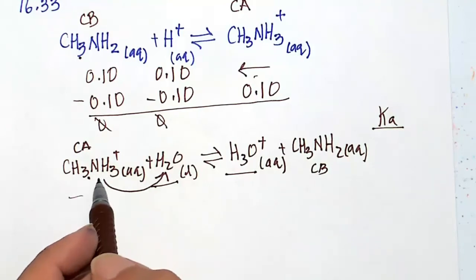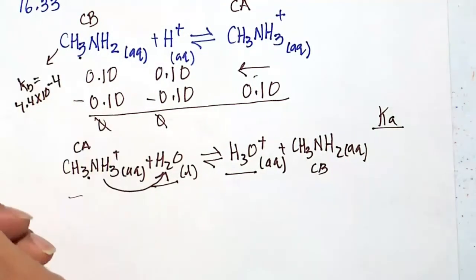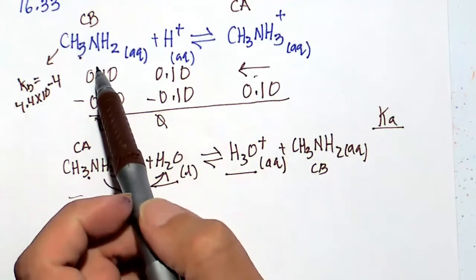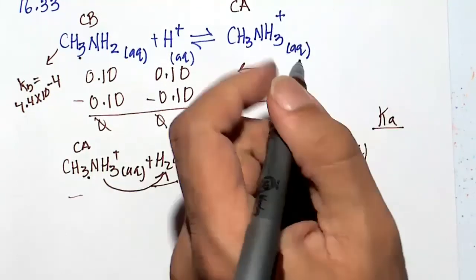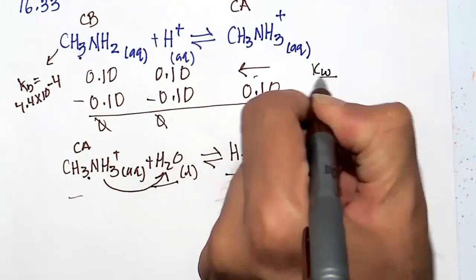Looking this up, the book tells us the Kb here is 4.4 times 10 to the minus 4, and we know that Kw over Kb is equal to Ka, so we can do that, or we can look this up in the book to get our value of Ka for that particular acid.